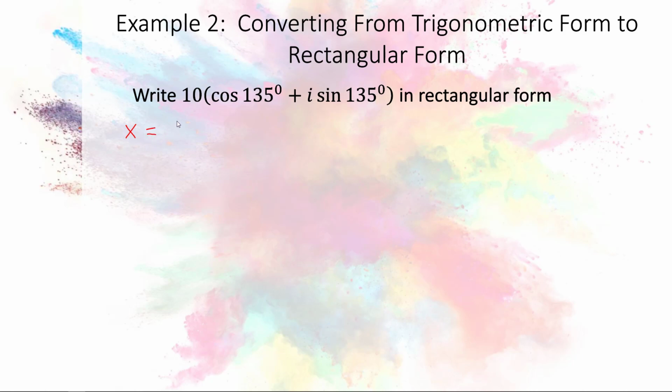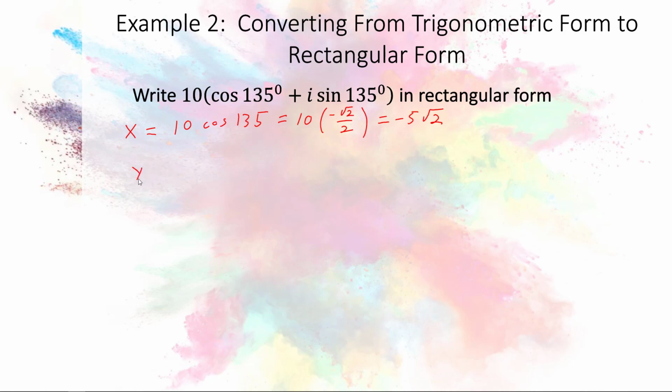That is going to be equal to 10 times the cosine of 135. Now the cosine of 135 is actually equal in magnitude to the cosine of 45, but since we are in the second quadrant, it'll be negative. So this will be equal to 10 times negative root 2 over 2. And if we simplify that, we will have negative 5 times the square root of 2.